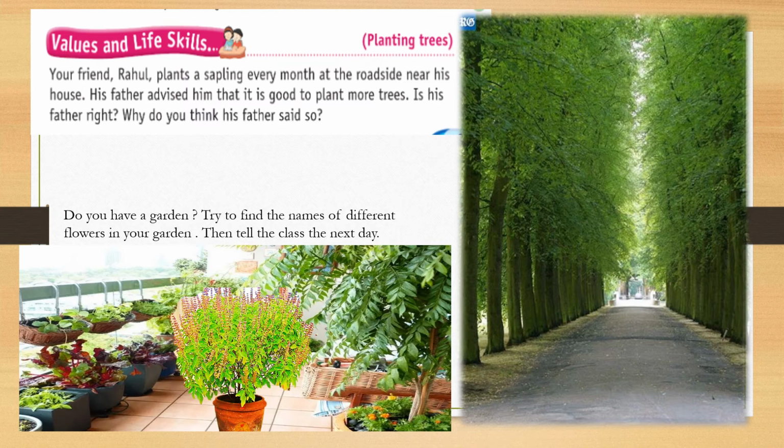Students, your friend Rahul plants a sapling every month at the roadside near his house. His father advised him that it is good to plant more trees. Is his father right, students? Why do you think his father said so?